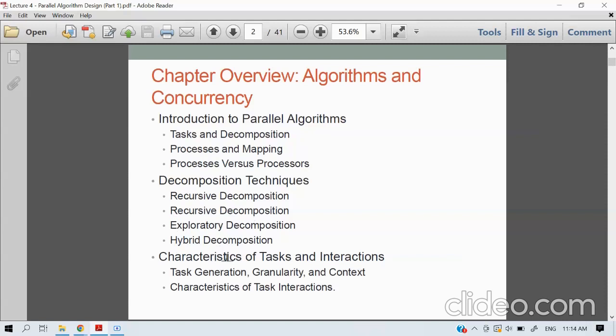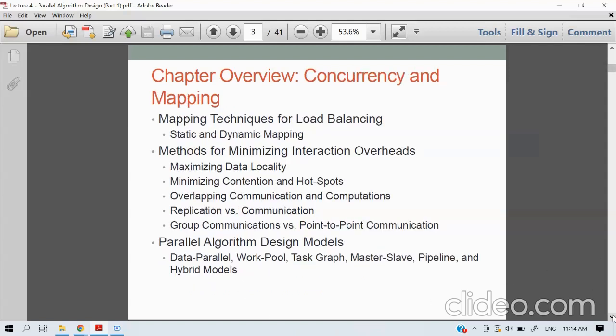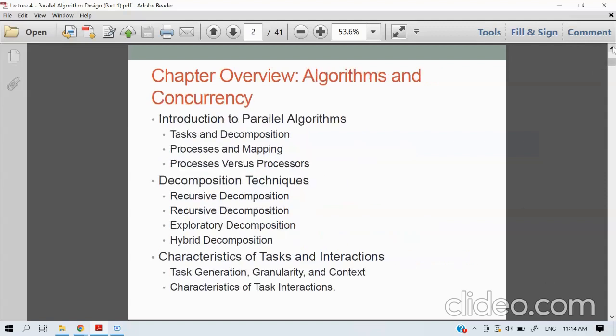Okay, and then another one is characteristics of tasks and interaction, which are task generation, granularity and context, characteristics of task interaction, and what else? Mapping techniques and load balancing, methods for minimizing interaction overheads, and the last one is parallel algorithm design models. However, for today, we are going to touch only introduction to parallel algorithm, and processes versus processors. Okay, so let's start.